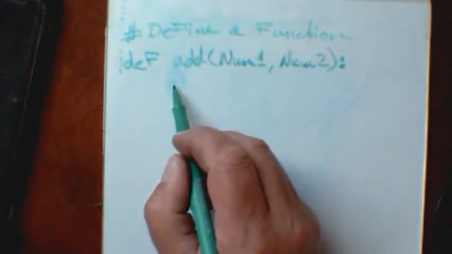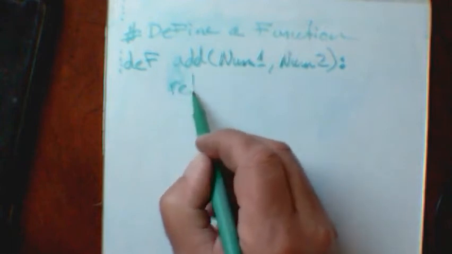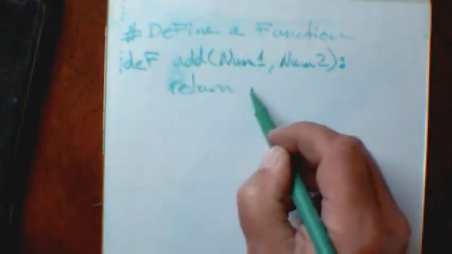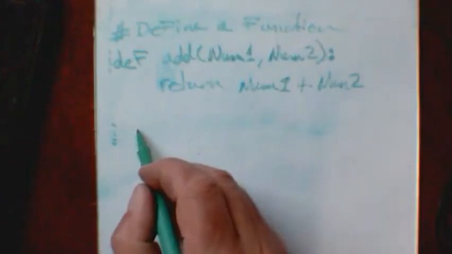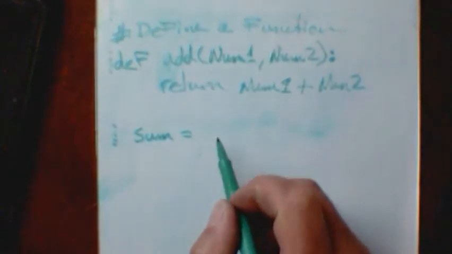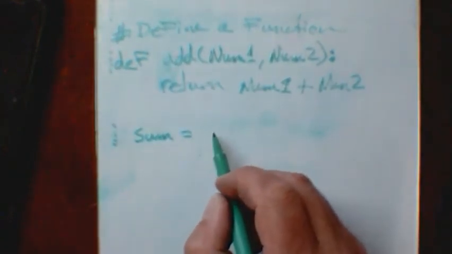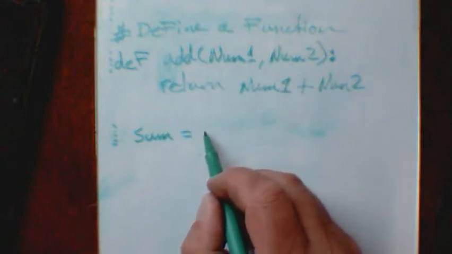So we're going to create a return value of num1 plus num2. Now we need to call the function. Sum is equal to the function call, add. I'm going to pass it two numbers, 20 and 30.